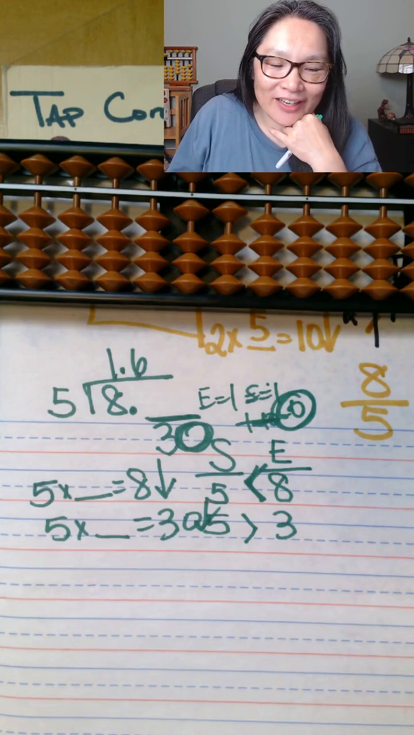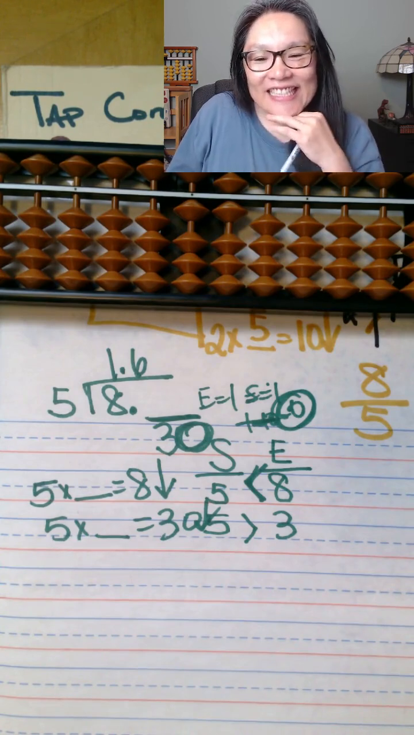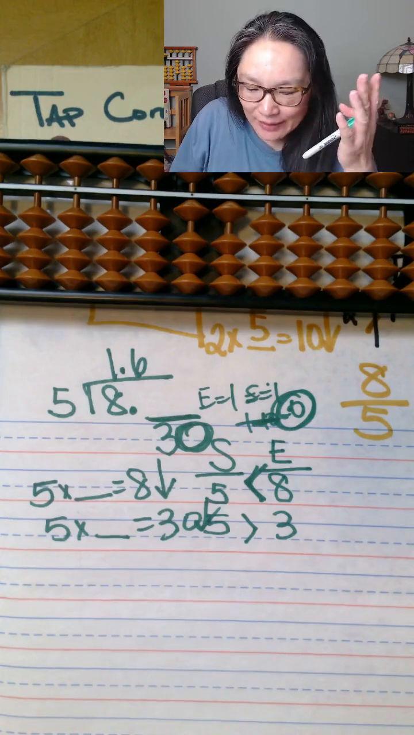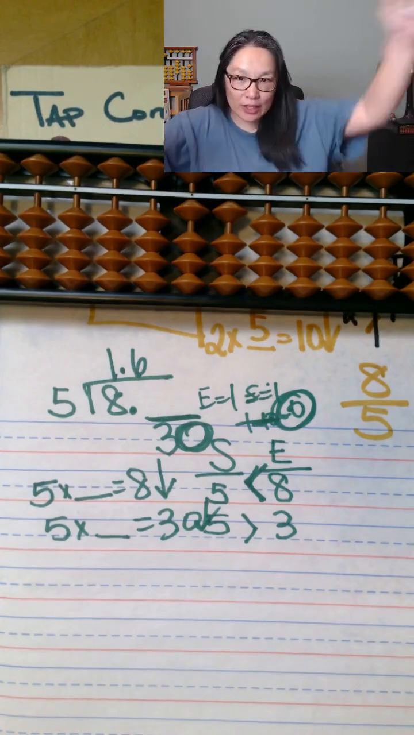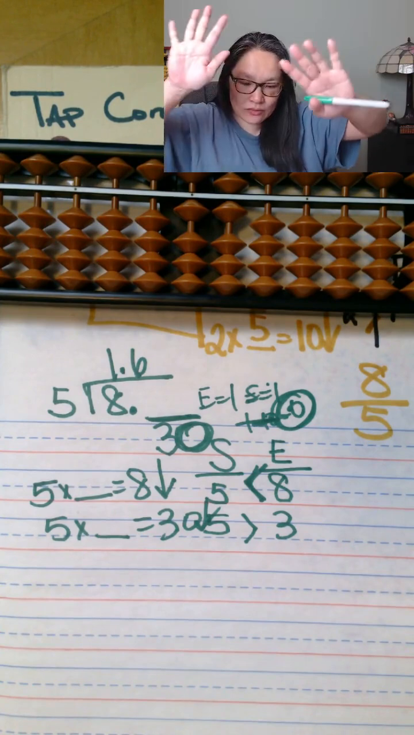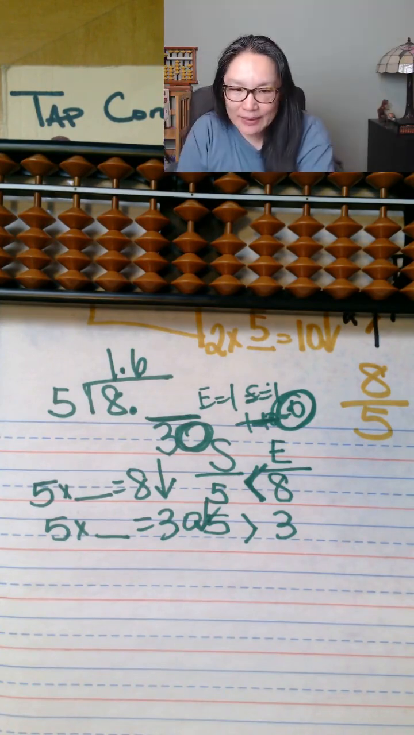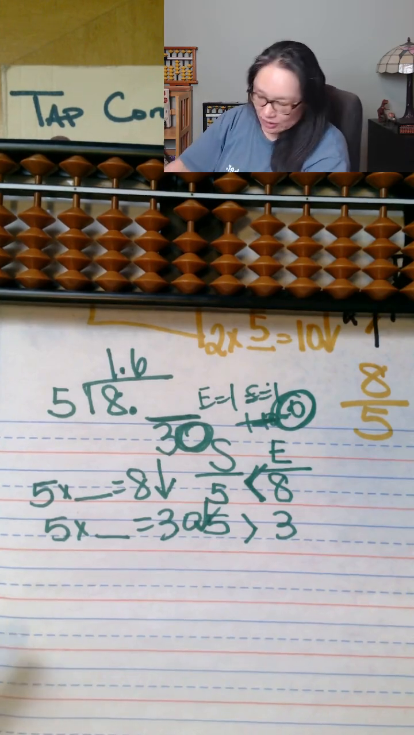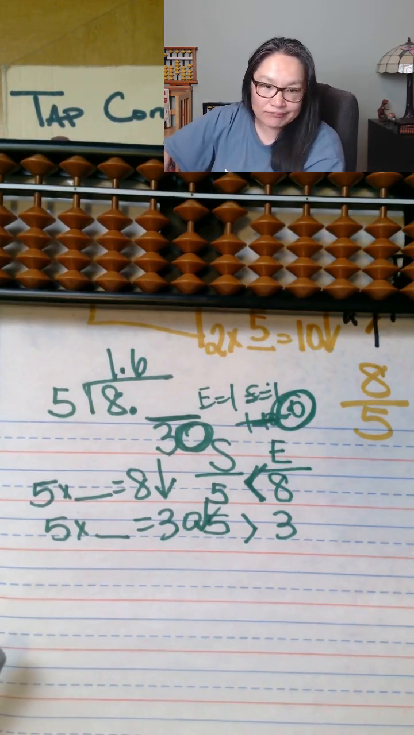This fried my brain. It is a little much, but don't forget, we went from 0 to 100, right? So it takes a little bit. I've been doing abacus for more than 20 years, so this is kind of like, meh.